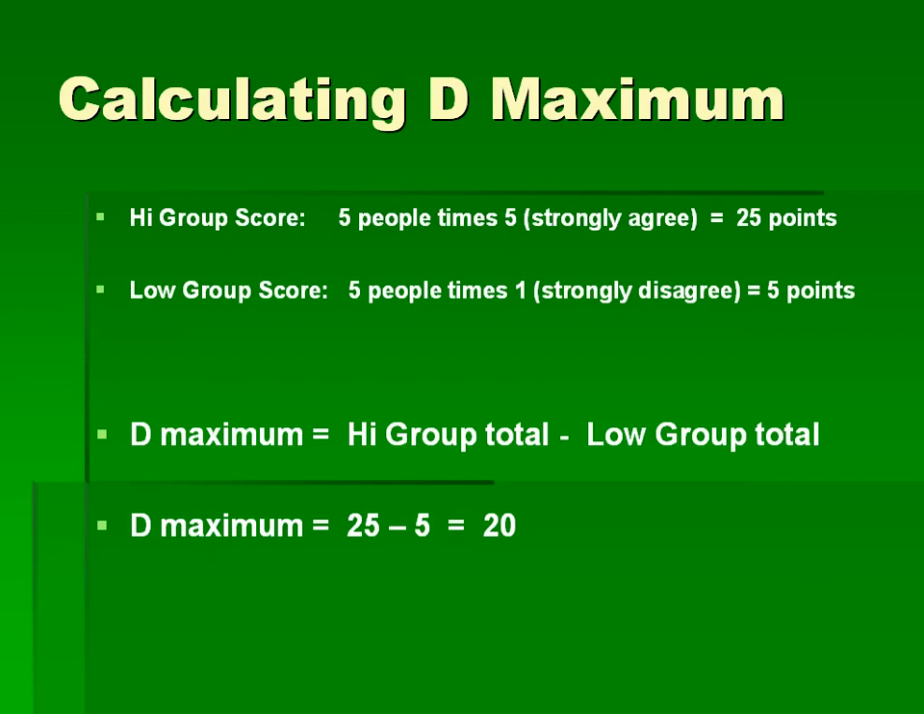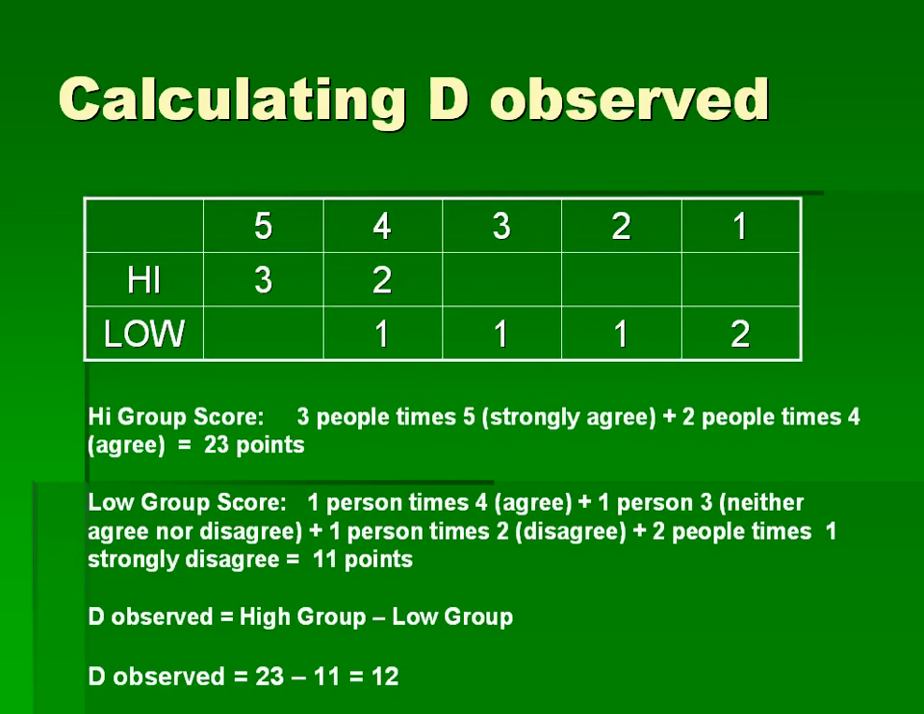So what we want to do now is compare what we observed with this Dmax. Because we've got 5 people in our comparison groups and it's a 5-point scale, you don't have to calculate Dmax for every item. It would be the same. What you do have to calculate is the D observed for every item. So now we're calculating the D observed.